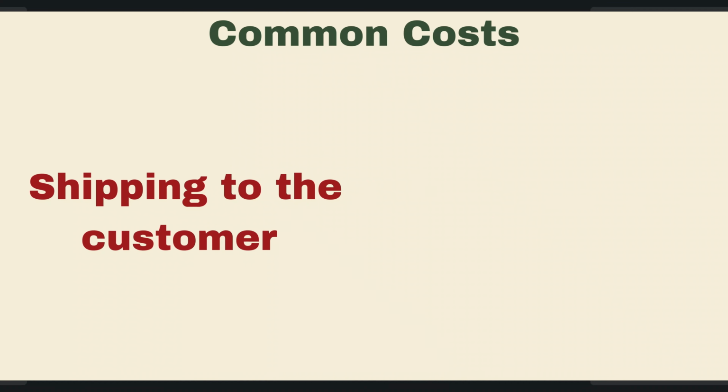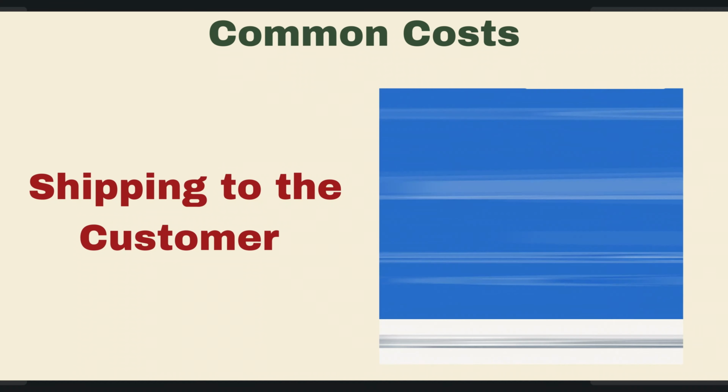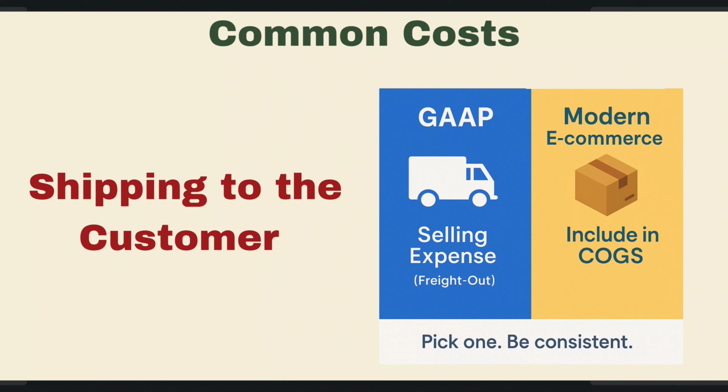1. Shipping to the customer, also called freight out. Technically, under strict accounting rules, especially US GAAP, shipping to the customer is treated as a selling expense, not part of cost of goods sold. It's considered part of the cost of delivering, not the cost of acquiring the product itself.